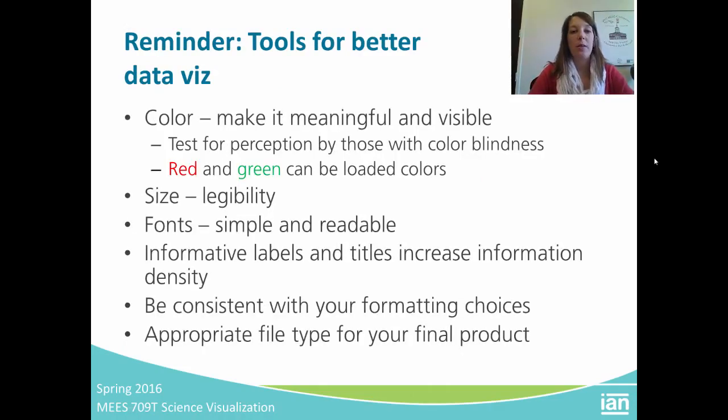Okay, so reminder, these are things that you saw in your previous course lessons. Everything that you've already done in this course can be applied to maps. So for colors, make sure they're meaningful and visible, and you can test for perception for color blindness. There are tools in Adobe Illustrator that can do that, as well as online. For size and legibility, you want to make sure on a map that your text is legible, and also that the sampling points or whatever you're using are big enough on the map for people to read.